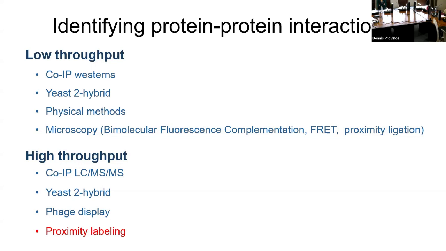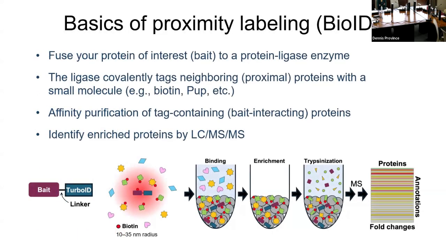And then there's the high throughput ones. This one's been around for quite a while, and we've done some of this, with some success, in fact, not a ton, just expressing things in HeLa cells, co-IP, MS of some sort. I've done a lot of yeast two hybrid in my life. I've never done phage display. And so what I'm talking about today is proximity labeling. That's the general term for it.